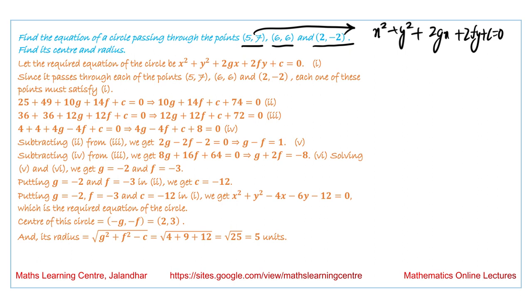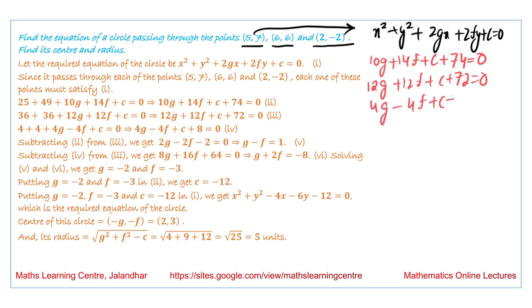If we substitute x = 5 and y = 7, this equation reduces to 10g + 14f + c + 74 = 0. On substituting the second point, we get 12g + 12f + c + 72 = 0. Substituting the third point, we get 4g - 4f + c + 8 = 0. So we have these 3 simultaneous equations in f, g and c.